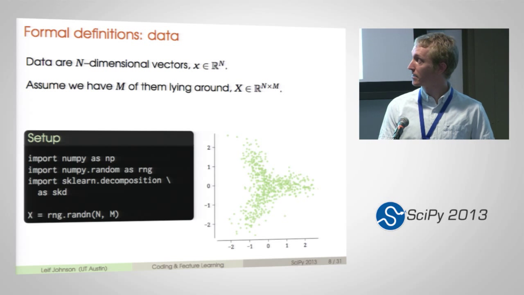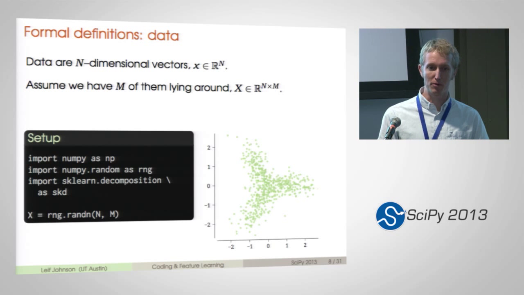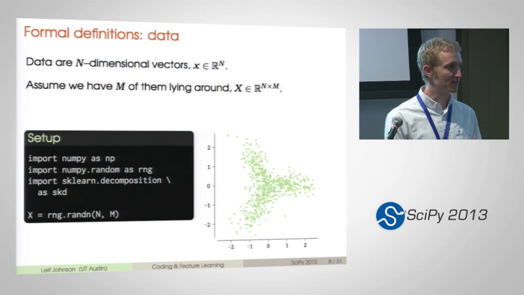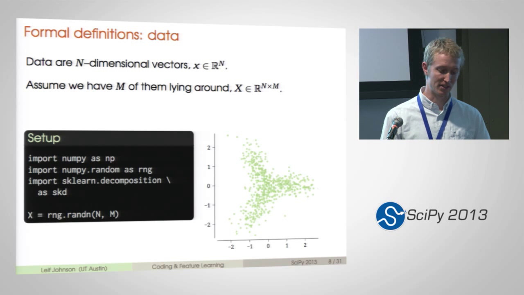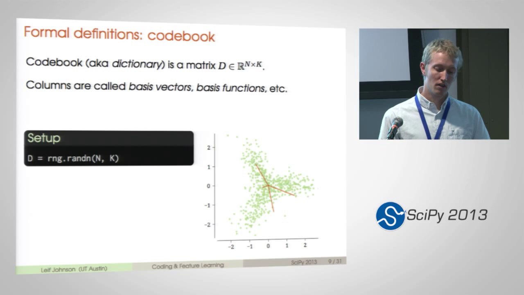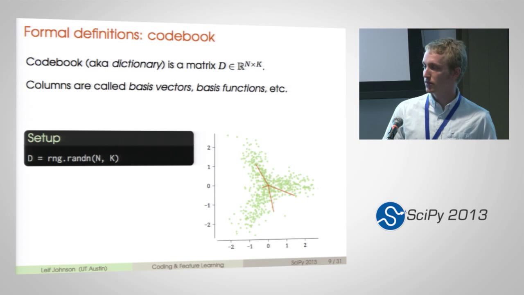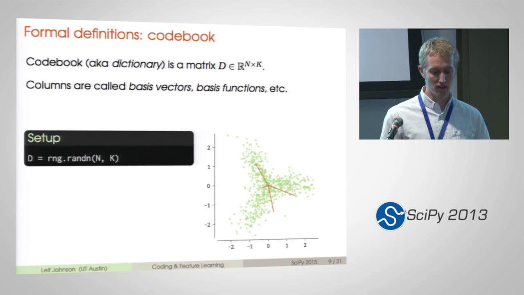I'm going to set up my data set as a bunch of 2D data. For now, I'm just creating a bunch of random data. We're living in 2D because our poor eyes are not very good at 4D, right? So we're kind of stuck with 2D for examples. The code book, or the dictionary, I'll use those terms interchangeably, is also 2D data. But you can have more than 2 of them. In such a case, it's called an over-complete dictionary.